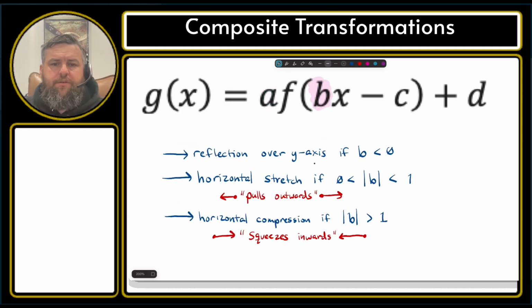It is a reflection over the y-axis if b is less than 0. It will be a horizontal stretch if the absolute value of b is more than 0 but less than 1. In other words, it will pull the function outwards. It'll be a horizontal compression if the absolute value of b is greater than 1. In other words, it squeezes inwards.